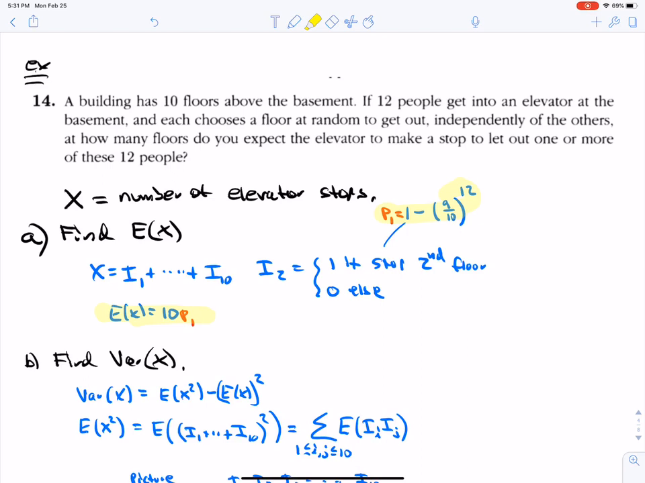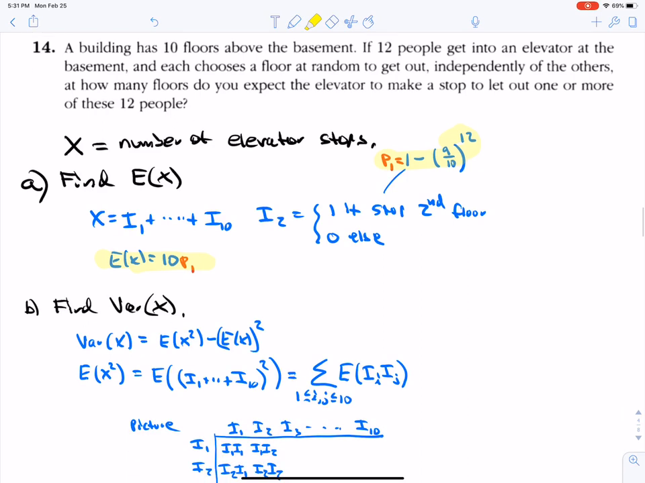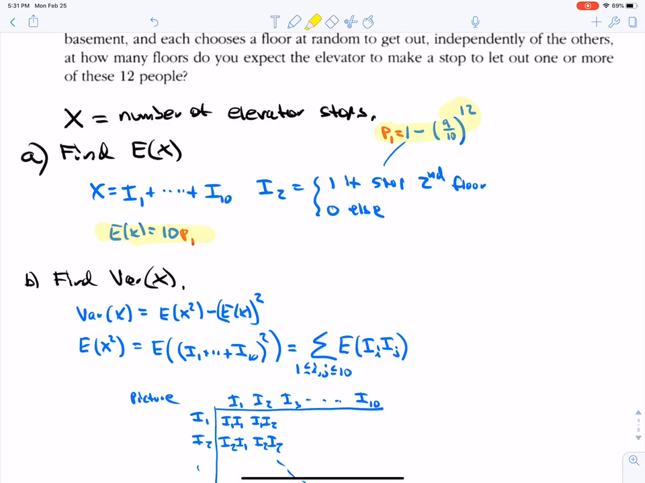Now to find the variance of X, the variance of X is expectation of X squared minus expectation of X quantity squared. So X is the sum of these 10 indicators. So X squared is the square of that sum.